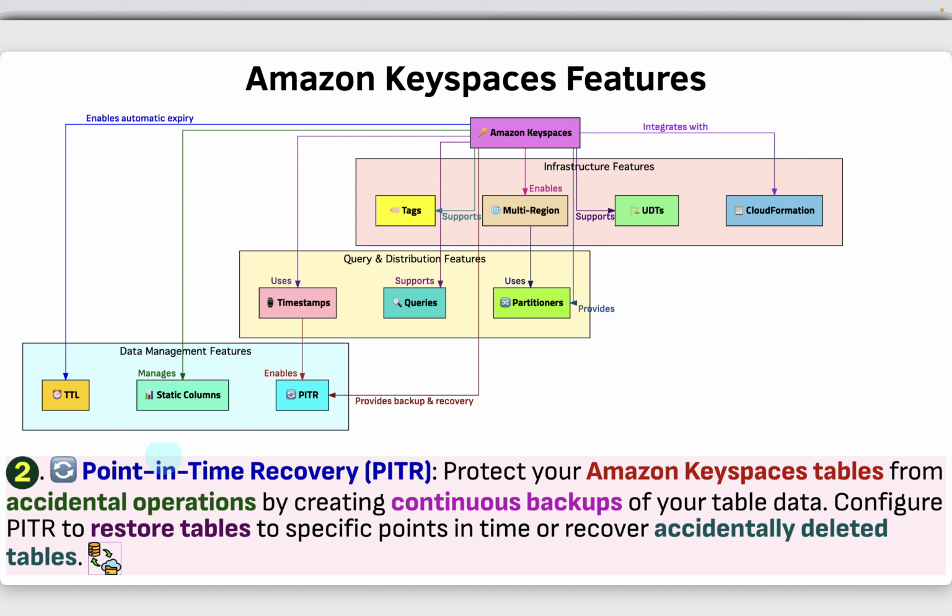Point in time recovery. You can protect your Amazon Keyspaces tables from accidental write or delete operations by creating continuous backups of your table data. And you should learn how to configure PITR, point in time recovery, on your tables, and how to restore a table to a specific point in time, or how to restore a table that has been accidentally deleted.